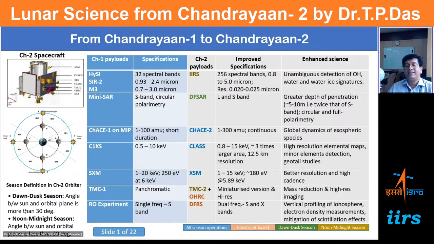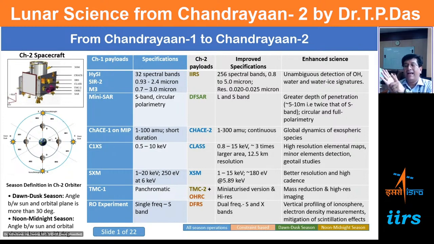So what is this? Let us try to understand this. One is angle between the sun and the orbital plane. So if you have a vector, say with reference to the moon, one is going to the sun, that vector, and the orbital plane means the orbit of Chandrayaan 2 around the moon. That orbit plane, there may be an angle.